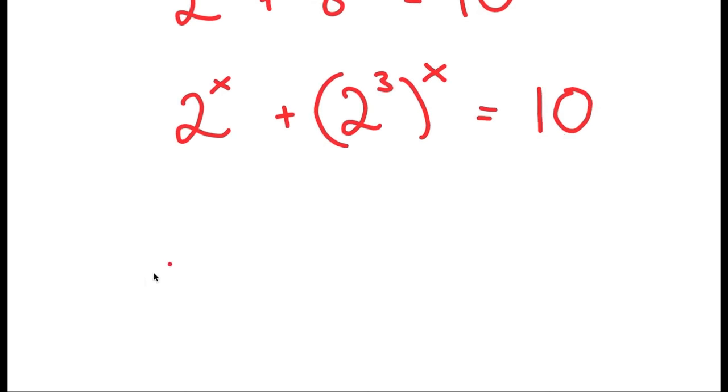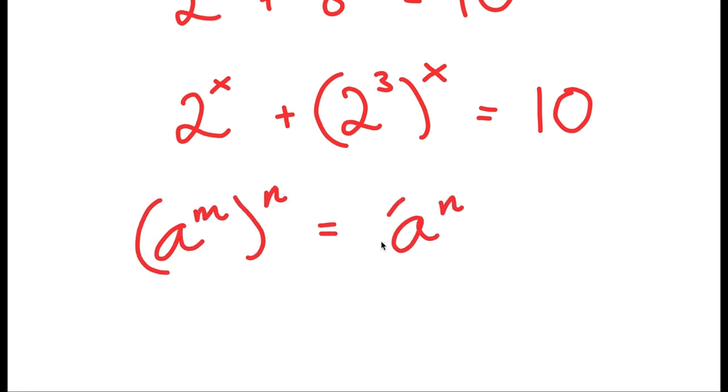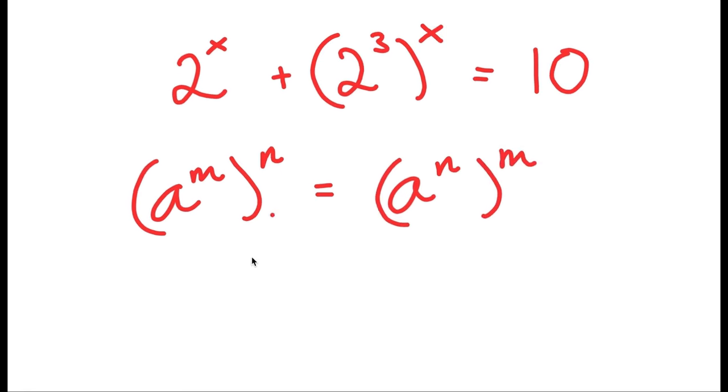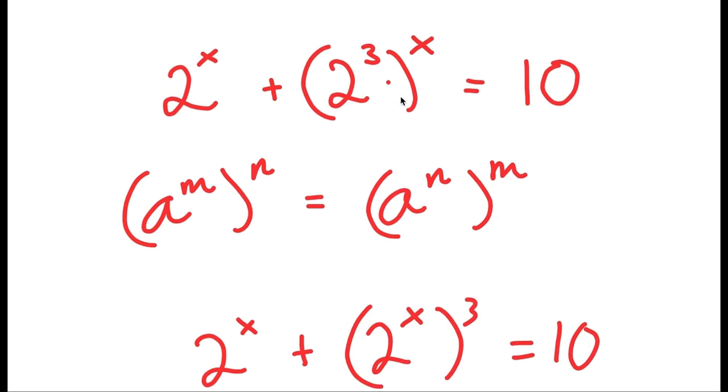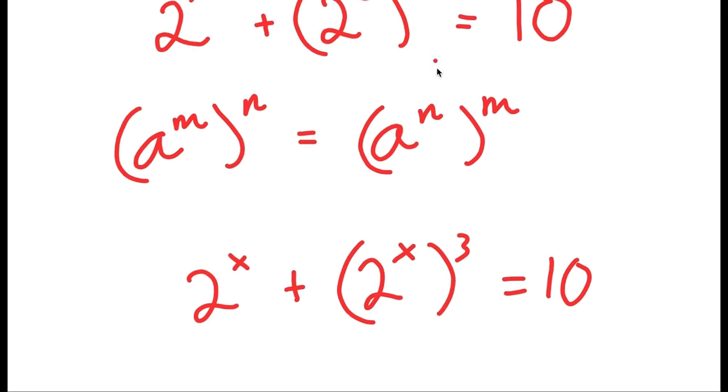Now from here, if I have something in the form a to the power of m to the power of n, this is equal to a to the power of n to the power of m. So I get 2 to the power of x plus 2 to the power of x to the power of 3 is equal to 10 because I switched the places of 3 and x.